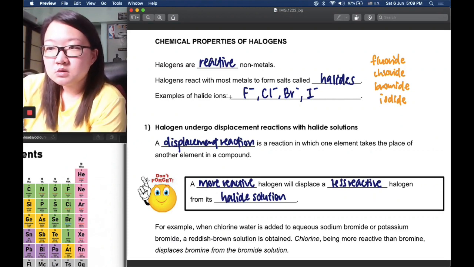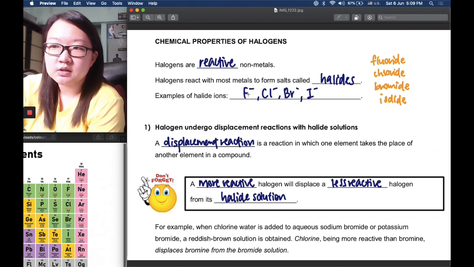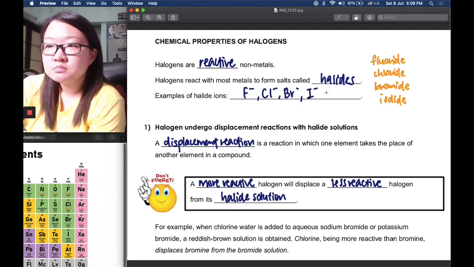Examples of halide ions will be fluoride, basically these four. Fluoride is F minus, chloride is Cl minus, bromide Br minus, iodide I minus. All have a 1 minus charge because they're in group 7.